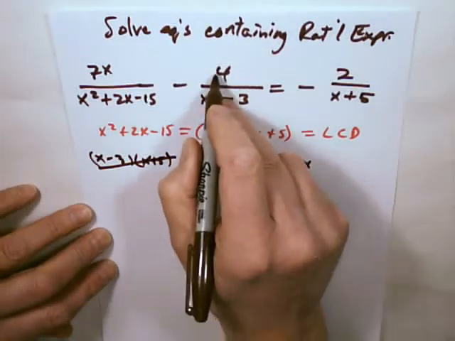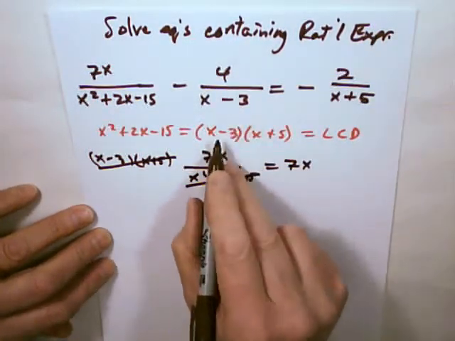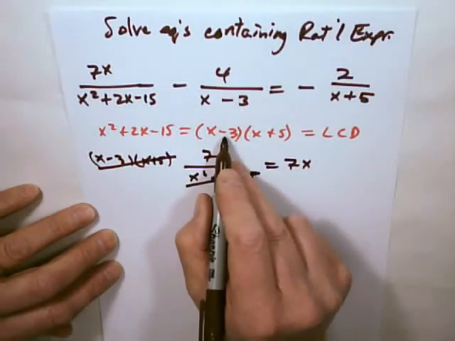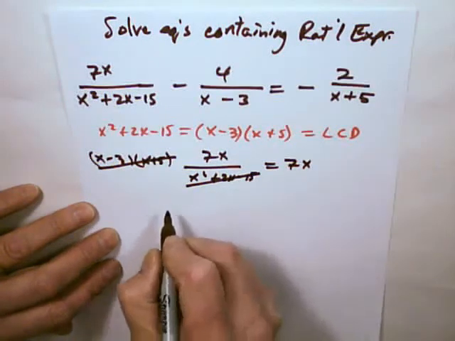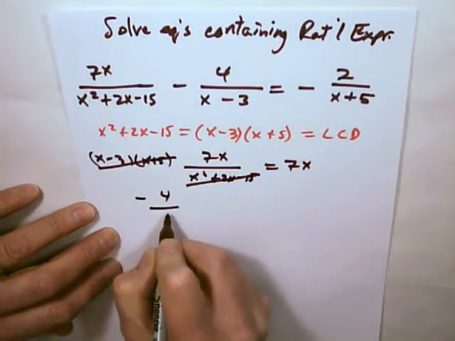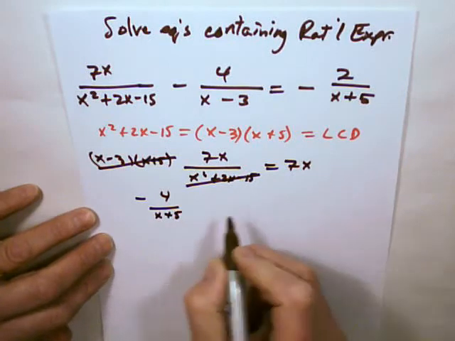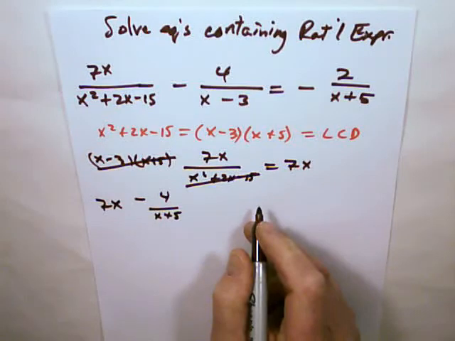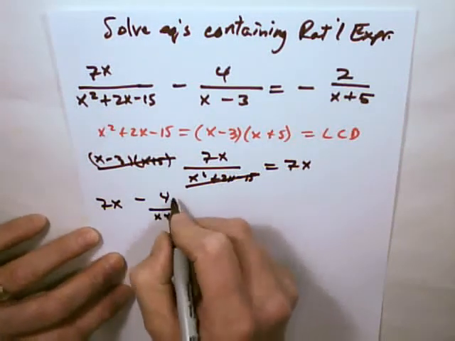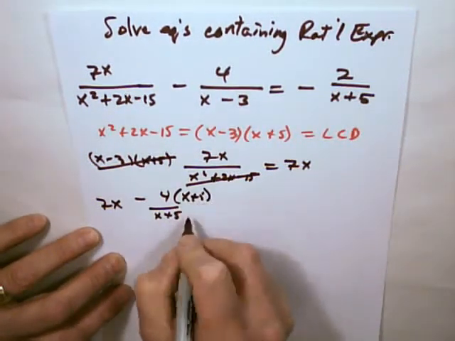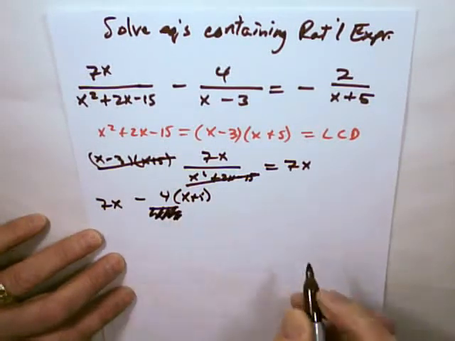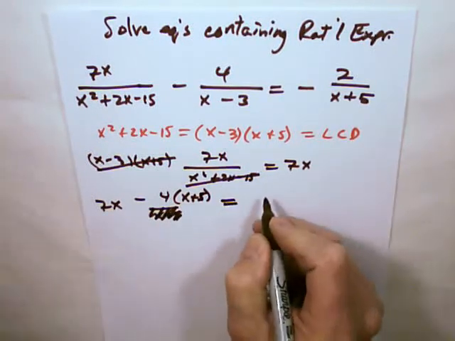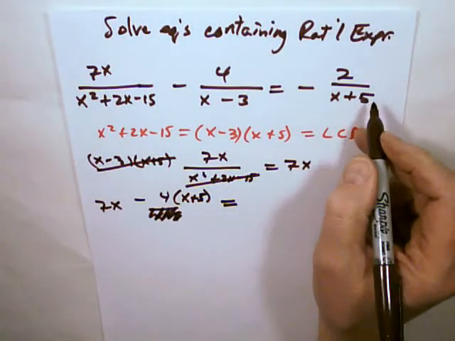Similarly, if I multiply this second term, the 4 over x minus 3, times x minus 3, x plus 5, can you see it? The x minus 3 is going to cancel, and I'm going to be left with minus 4 times x plus 5. Sorry, I misspoke: it's not 4 over x plus 5, it's 4 times x plus 5, that was in the numerator all this time. So I'm going to get 7x minus 4 times x plus 5. That equals, well, let's see what's going to happen over on the other side.